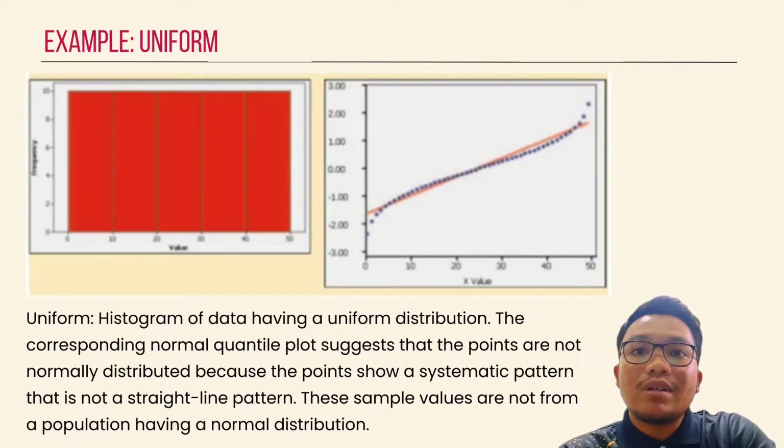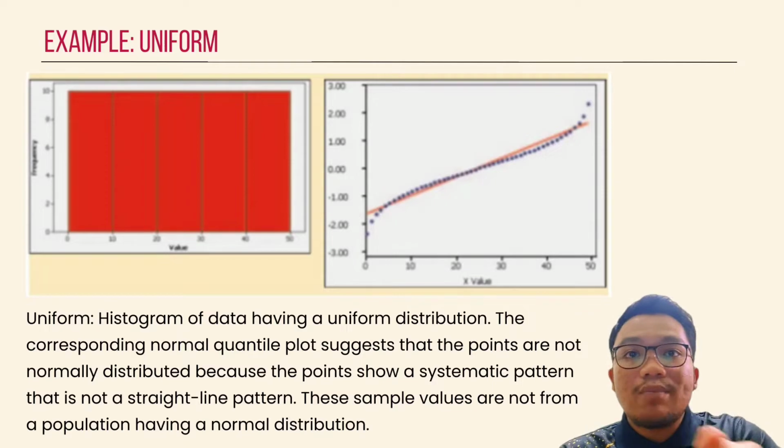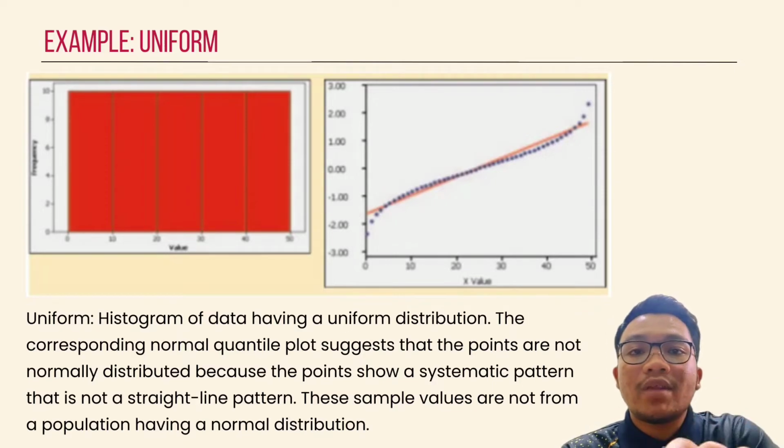The corresponding normal quantile plot suggests that the points are not normally distributed because the points show a systematic pattern that is not a straight line pattern. These sample values are not from a population having a normal distribution.